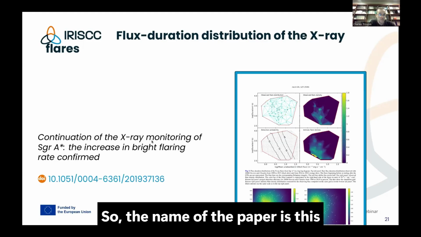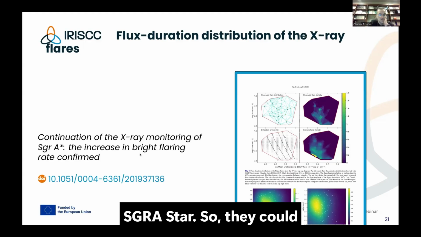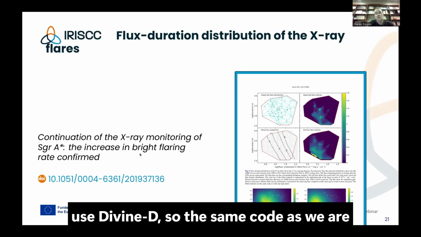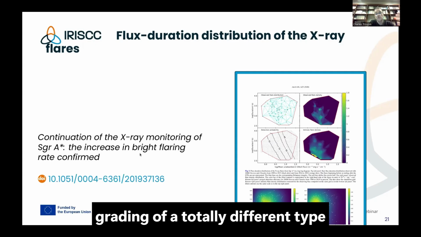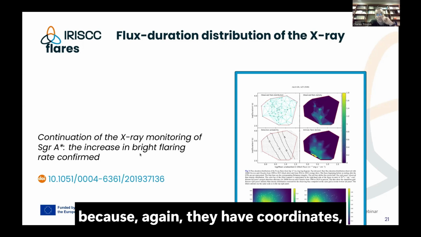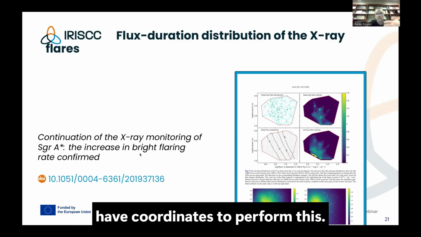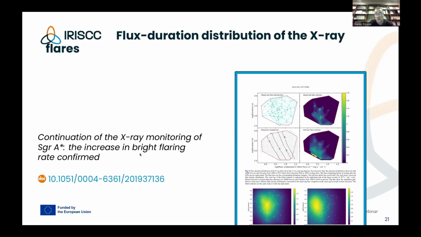So the name of the paper is this: continuation of the X-ray monitoring of SGR star. So they could use DIVA-ND, the same code as we are using with the oceanography, to perform the gridding of a totally different type of observations. And they could do that because, again, they have coordinates, even if it's not longitude, latitude, to perform this. So they could apply the algorithm without any issue.